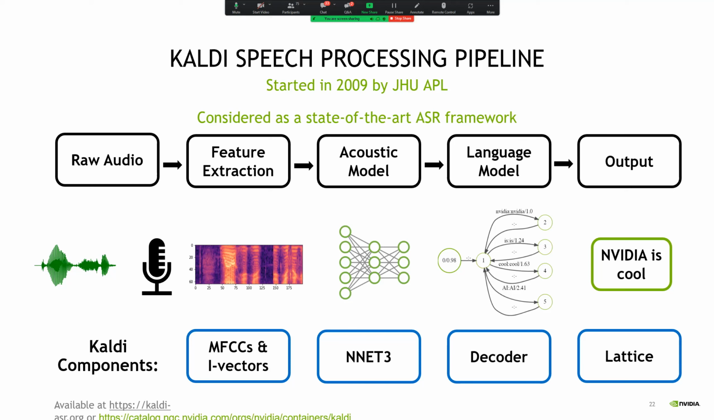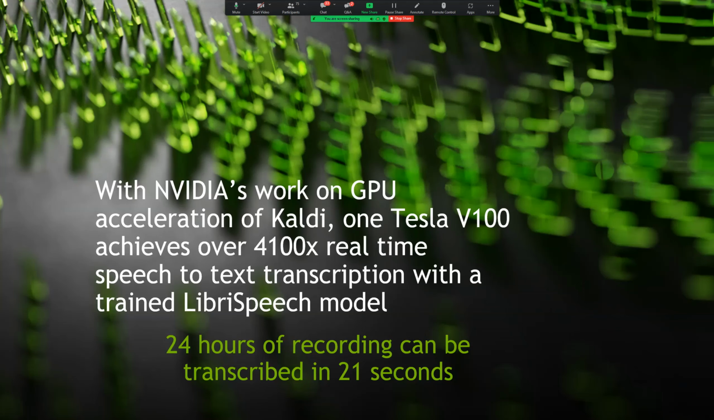We were able to move this decoder part to the GPU and dramatically accelerate that, basically get up to a 4100x real time. That's using a GPU which is now a couple of years old, so not even the latest generation. So thousands of times speed up, and basically we got to a point where you can record 24 hours of audio and it can be transcribed in under a minute. Just to show what can be done with GPU acceleration in this area.